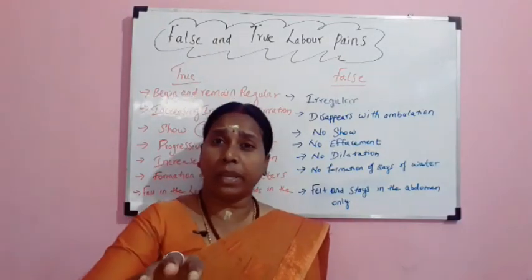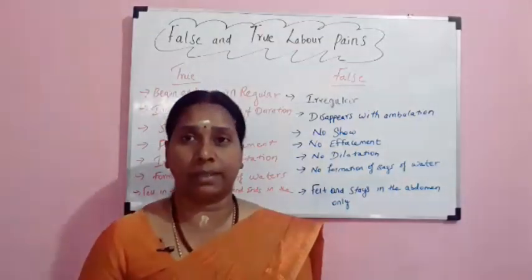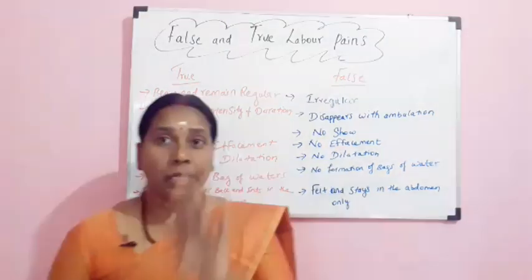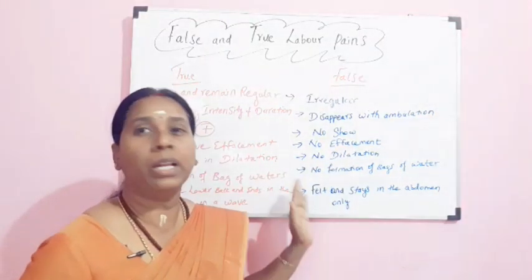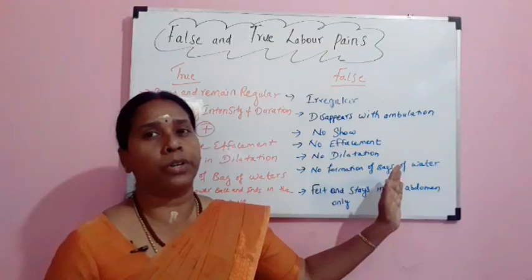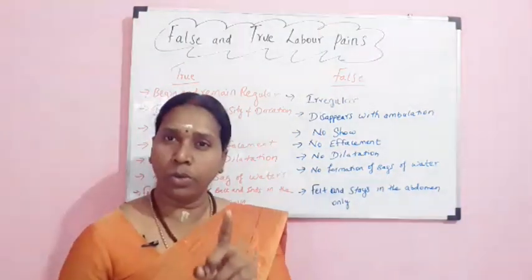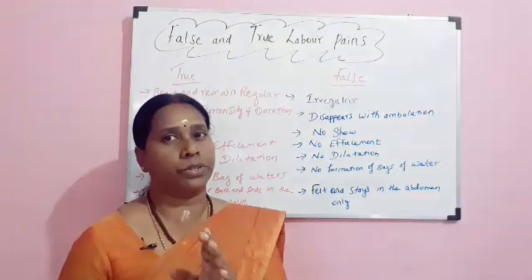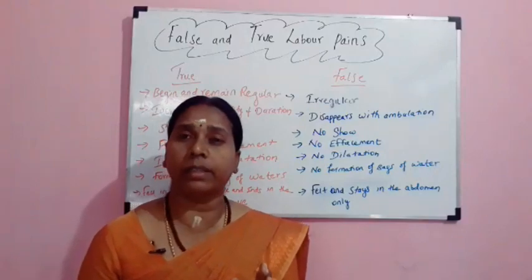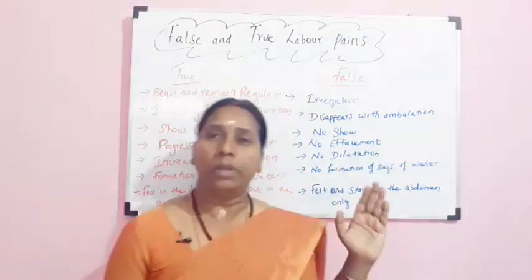So this is the way the labor is getting progressed. Now this bag formation will not be there for false uterine contraction. It will be there only for true uterine contractions. So again, it is an indicator that it is true labor pain.